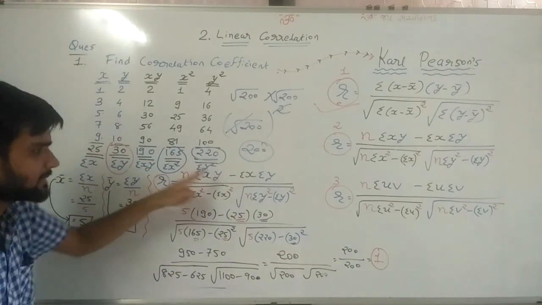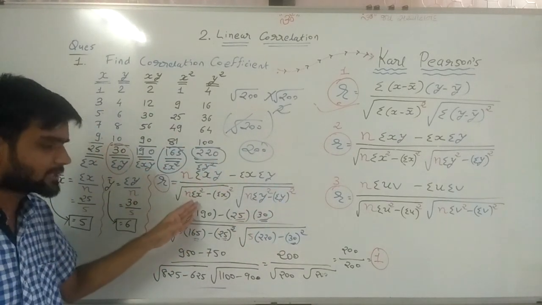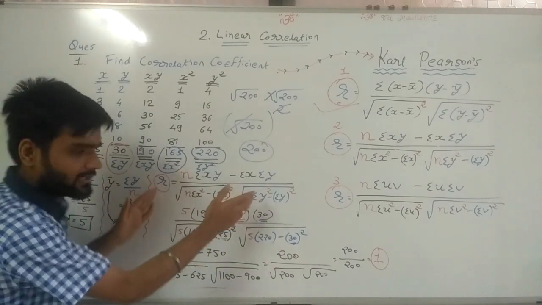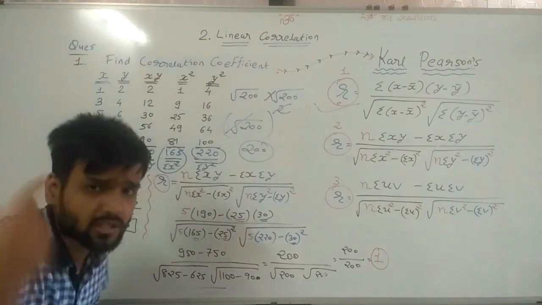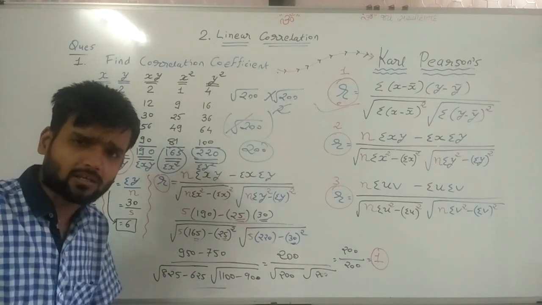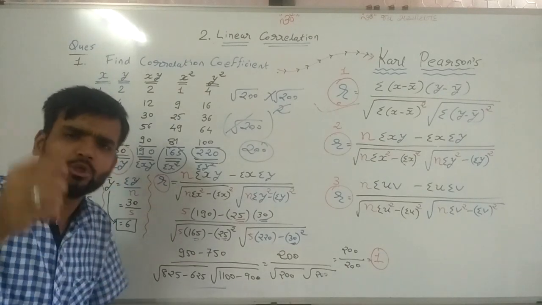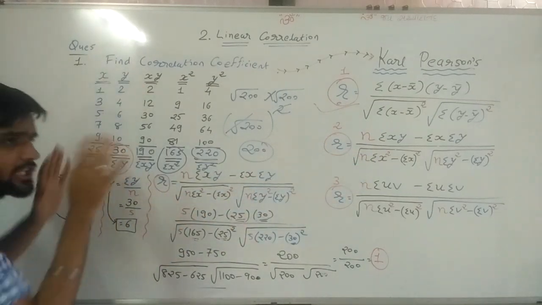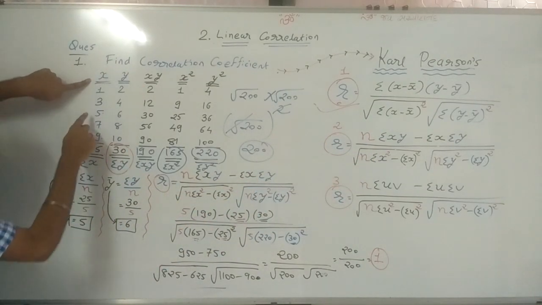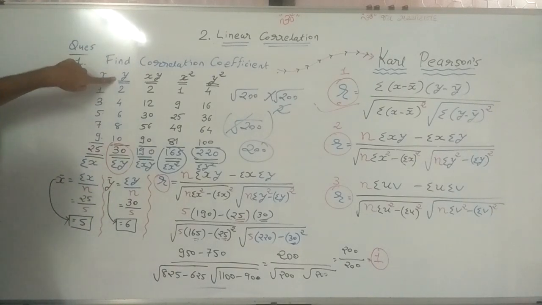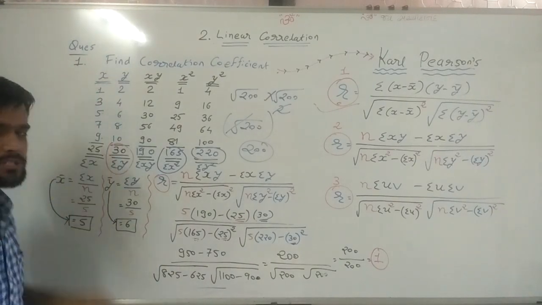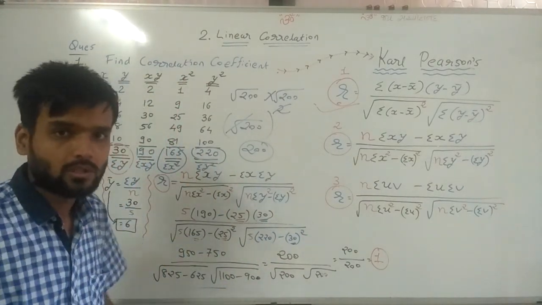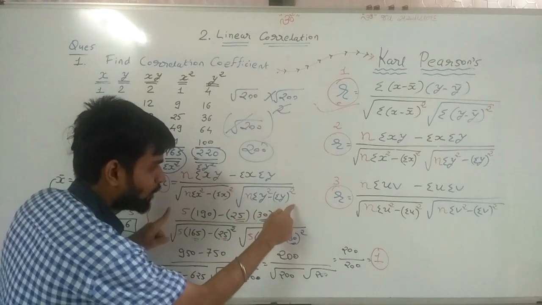So r is equal to n sigma xy minus sigma x sigma y divided by under root n sigma x square minus (sigma x) whole square, second under root n sigma y square minus (sigma y) whole square. That I have written. Now please think which columns you need, because in the question only x and y are given. Values of x are 1, 3, 5, 7, 9 and y are 2, 4, 6, 8, 10. Only these two columns are given. Which other columns you need can be decided by the formula.